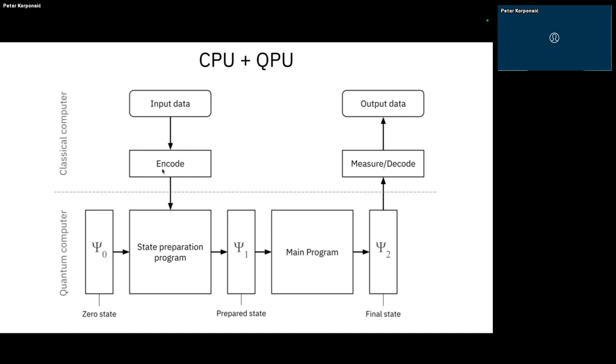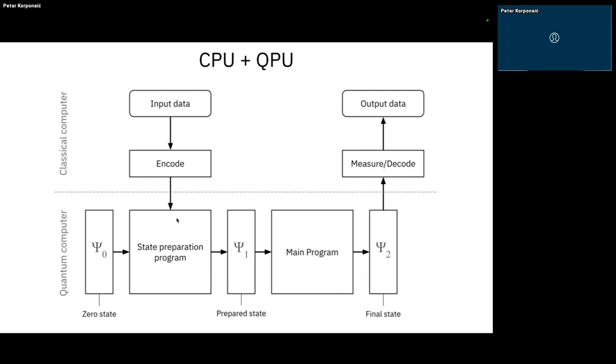We make quantum program based on input data. We make quantum program which executes and prepares the state. So now in a quantum state, in state vector, we have those numbers encoded, and then main program executes, which adds those two numbers, and result is encoded into final state, into state vector, which we then measure.